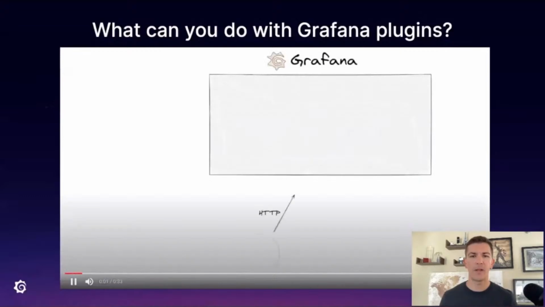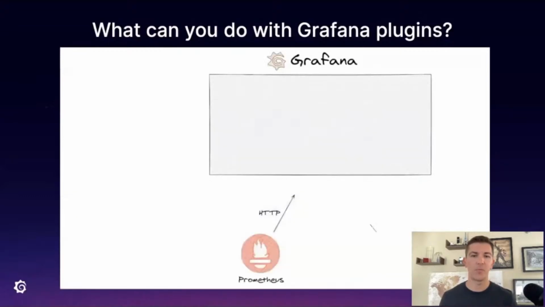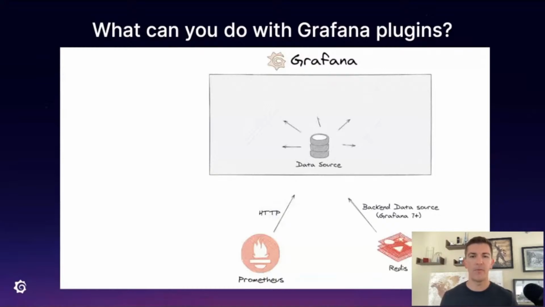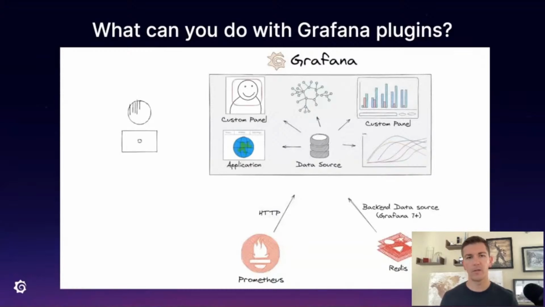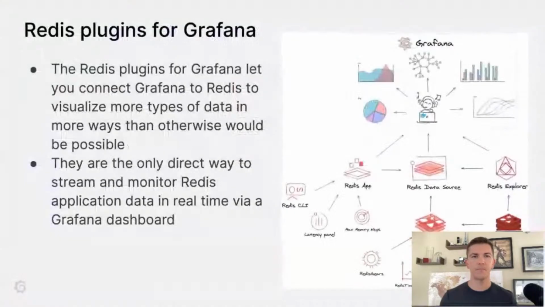What can you do with Grafana plugins? Grafana can access applications and databases based on the HTTP protocol, like Prometheus, or a backend data source such as Redis. Then this data can be visualized using built-in panels like time series, custom panels with bars, custom elements, the newly introduced Grafana panel, application pages, or custom panels using images. And all this information is provided to the end users.